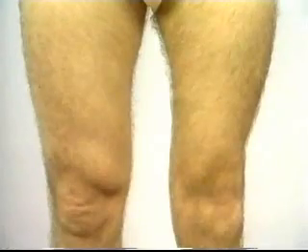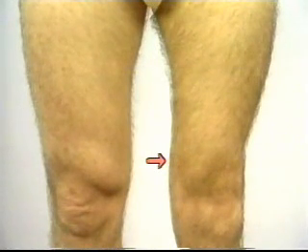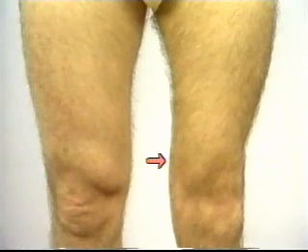Atrophy. While still observing the patient from in front, note the muscular contour above the thigh and knee. Specifically, note any atrophy of the vastus medialis, which may be associated with traumatic or degenerative knee pathology.